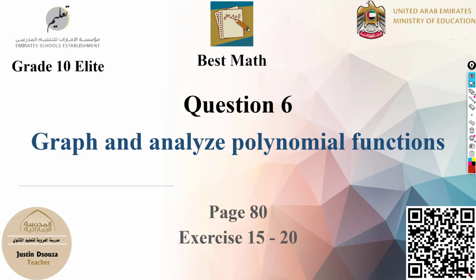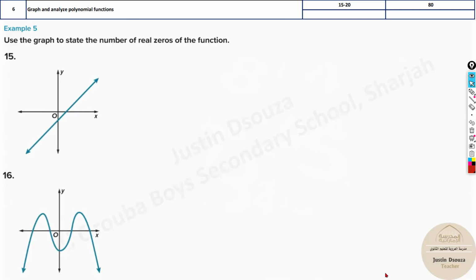Question number 6 is to graph and analyze polynomial functions. This is a simple one. Basically, here they have given the graphs of a polynomial function and you need to just state where the real zeros are. So these are the type of questions. Look at this. Wherever it touches the x-axis, that's where the real zero is.